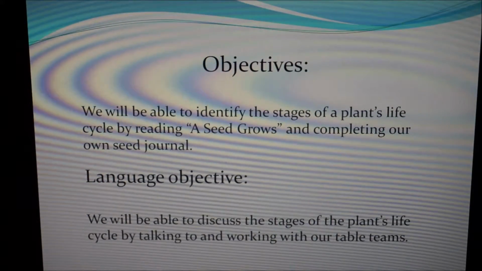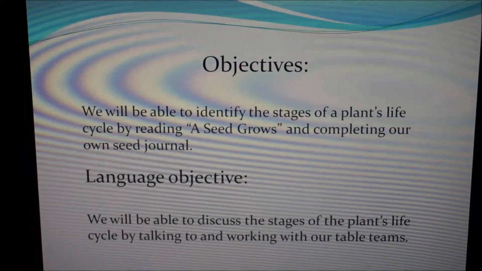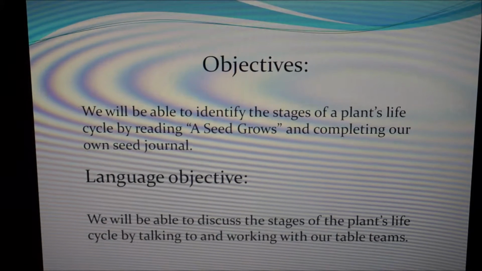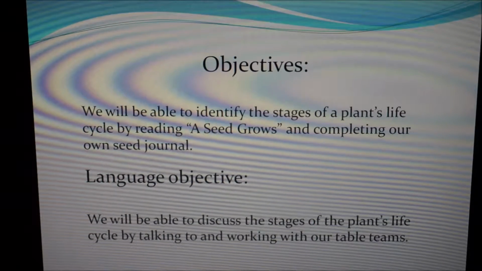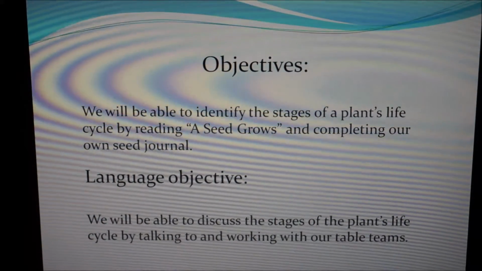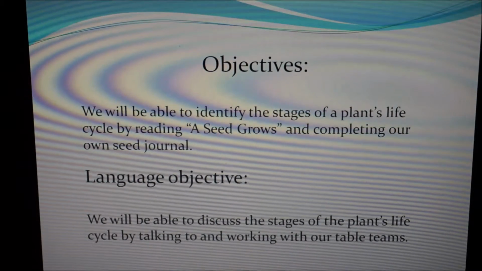Our objective for this activity will be: we will be able to identify the stages of a plant's life cycle by reading A Seed Grows and completing our own seed journal. The language objective will be: we will be able to discuss the stages of the plant's life cycle by talking to and working with our table teams. Now, let's look at our activity.